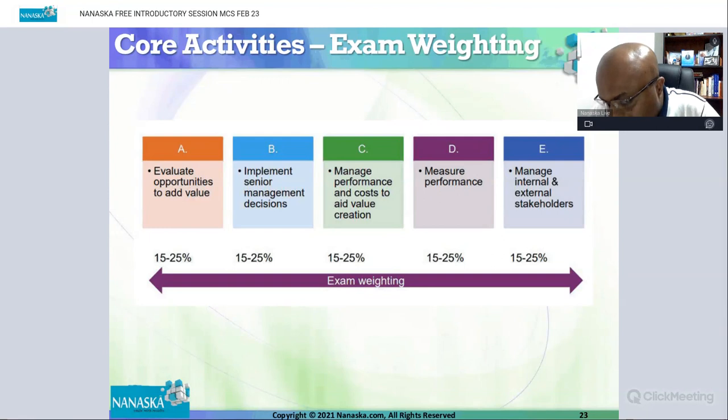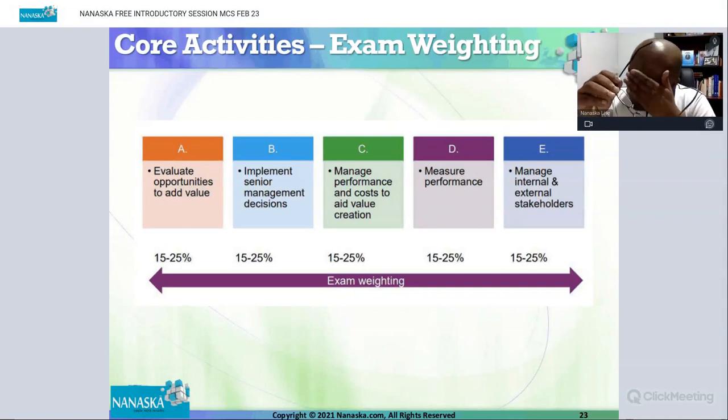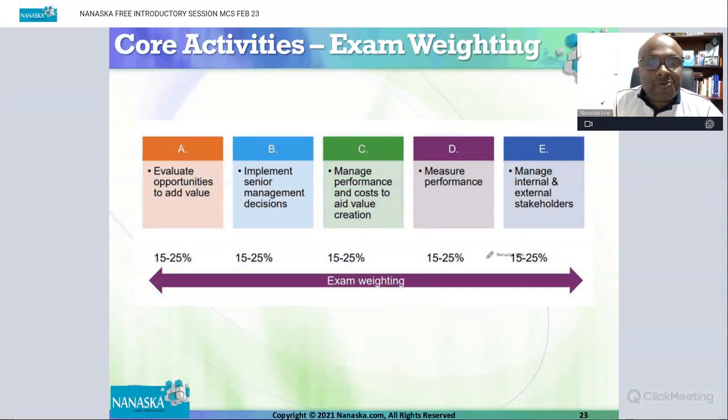Each core activity will have a minimum of 15% of the marks covered, and a maximum of 25%. The weightage is equal, but in your paper, some core activities might have a higher weightage and some a lower weightage, simply because there's a spread available. So on the exam day, each core activity will have a minimum of 15%, maximum of 25%. Can you see that?